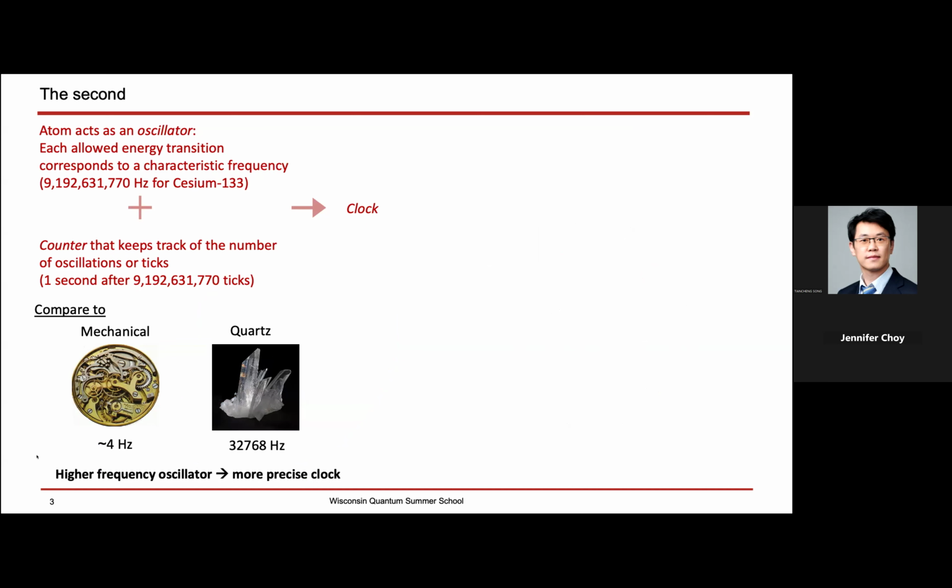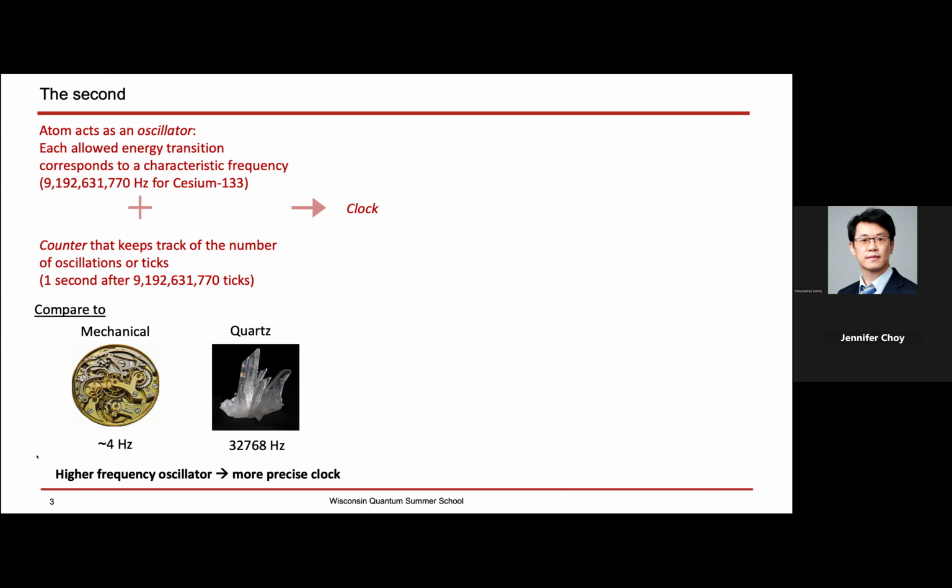And here, the atom actually acts as an oscillator. In particular, we're looking at the way that an electron in the atom oscillates. For cesium-133, that oscillation is at about 9.19 gigahertz. It means that it oscillates 9.19 times 10 to the 9 times within a second. Then you couple that with a counter that keeps track of the number of oscillations, or ticks.